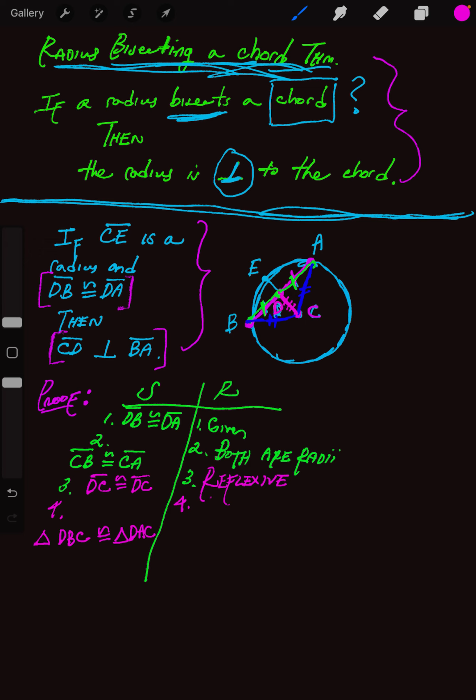And that's because of side, side, side. 5. Now I have that these two triangles are congruent. So let's look at this picture now. Now I have this here.